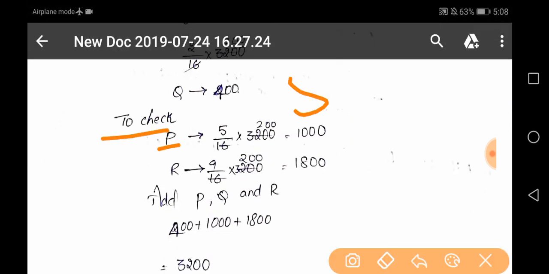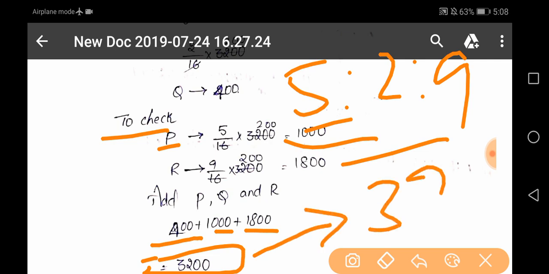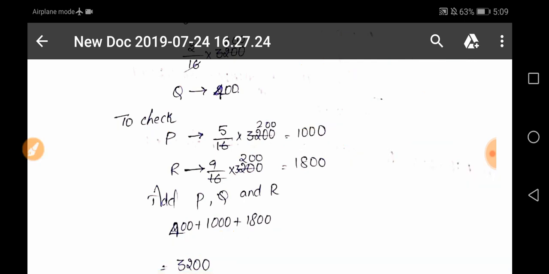For P, the ratio is 5 is to 2 is to 9, right? So P is 5 by 16 into 3200. 16 ones are 16, 200s, it is nothing but 1000. For R, 9 by 16 into 3200. 16 ones are 16, 200s, it is 1800. Now add the total: for Q it is 400, for P it is 1000, and for R it is 1800. It is nothing but 3200. So the amount is equal to the total amount which they have given, so what we did is right. If we get a less amount or a more amount, we made a mistake somewhere. You can cross check with this method, that's all.